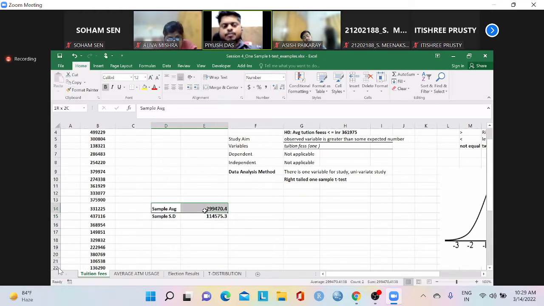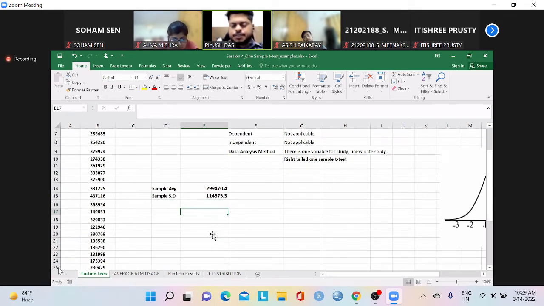So this is my sample average, sample standard deviation. That part you have calculated, right? This part we discussed in the last section, and I will discuss this almost every time we discuss two sample data also. There is something called test statistics, right?